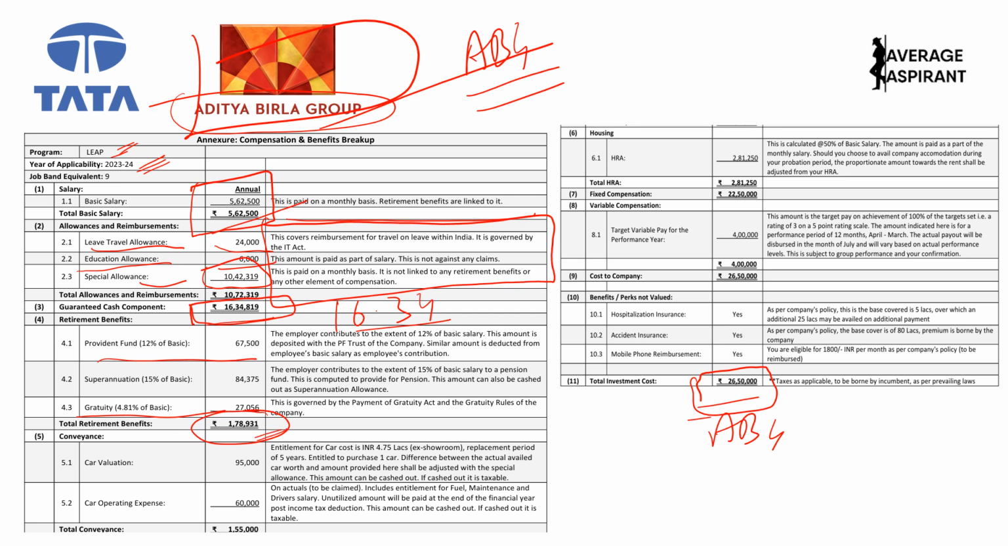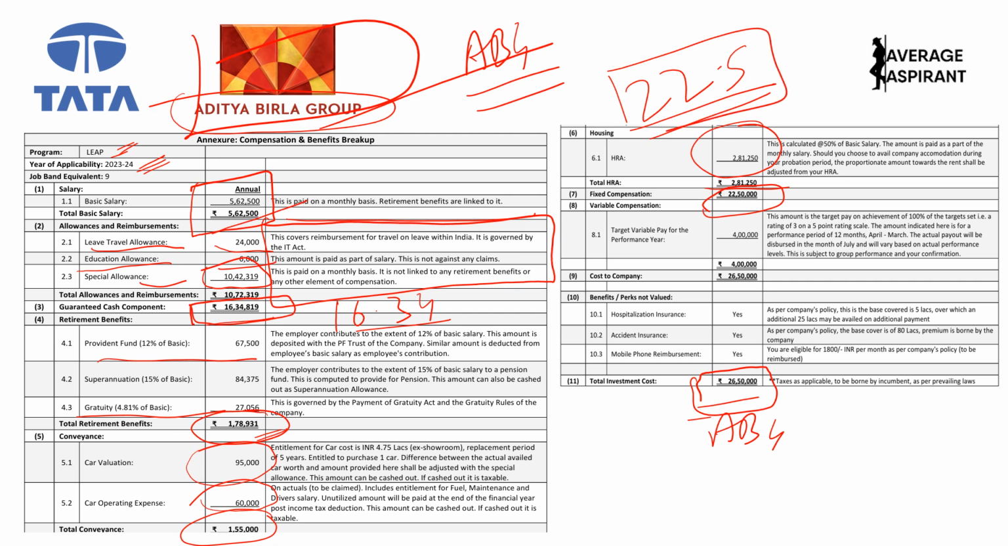Then you get a car valuation annual, car operating expense annual. This is the conveyance charge. You get HRA of 2.81. Combining all of this, this is the fixed component, 22.5. 22.5 does not mean that you can divide it by 12 and you will get that particular amount in your hand. No, right? You have to understand there are various components here. You'll have to pay taxes, so you will get in hand around 1.4 lakhs per month.